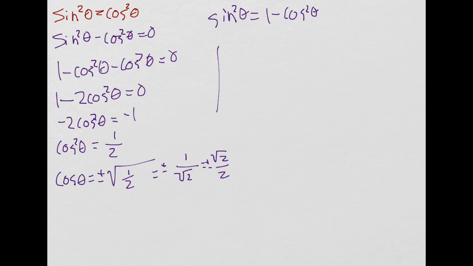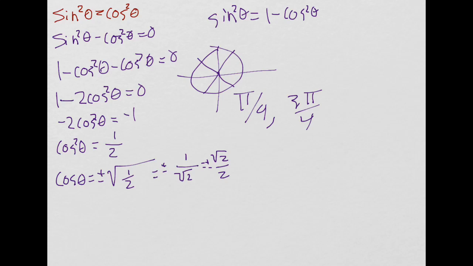So you're just asking yourself, when is cosine equal to plus or minus the square root of 2 over 2? And again, you're going to find the same values as before. It's going to happen at all those 45-degree reference angles, all those pi over 4 reference angles. So it's going to happen at pi over 4, 3 pi over 4, 5 pi over 4, and 7 pi over 4. And you're done.